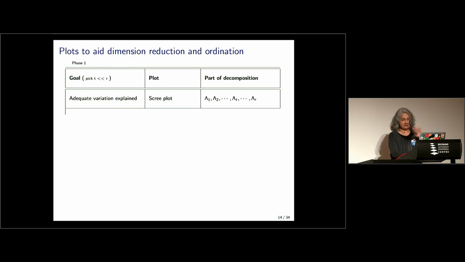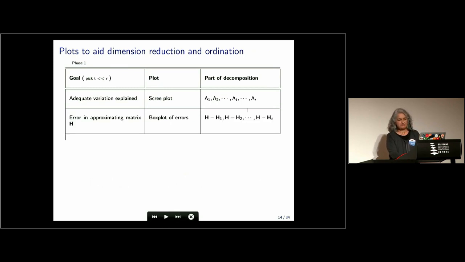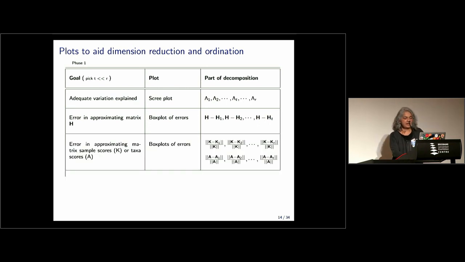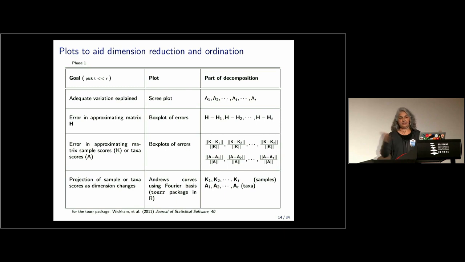So I'll zoom through this. These are the different pieces of what I just described. Instead of just looking at the eigenvalues, we start thinking in terms of approximating the matrix that we're decomposing, and here the index 1 through t is just the degree of the dimension reduction or increase. Same thing with the sample scores or the taxa scores. Let's try to approximate those using different dimensions and look at the errors, just looking at box plots. And we can also take these sample scores, project them, and look at the Andrews curves to see if that becomes easier to look at.